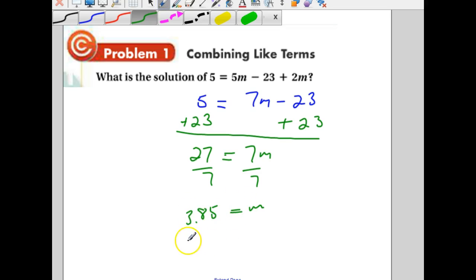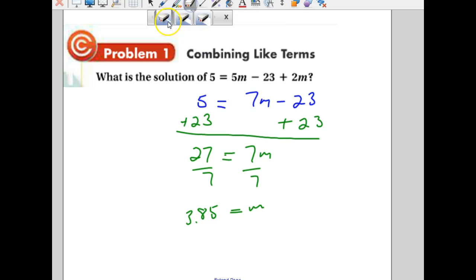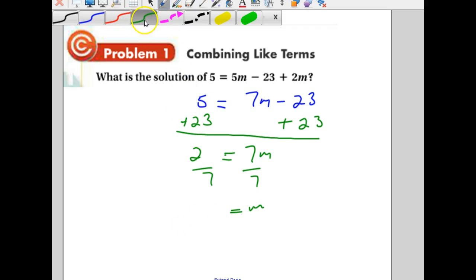You can always check your answers by plugging back in and make sure that that is the correct answer. I just realized I made a mistake, so let's fix that. It should be 28. Okay? Hopefully you guys caught that. You weren't just copying what you were thinking while you were writing. So this is 28. 28 divided by 7 is 4. Plug it in, check to make sure your answer is actually right. 5 times 4 is 20, minus 23 would make a negative 3, and 2 times 4 is 8, so negative 3 plus 8 is going to be 5. That's the correct answer.